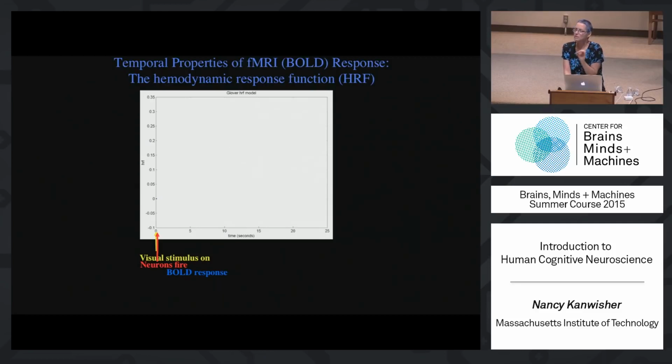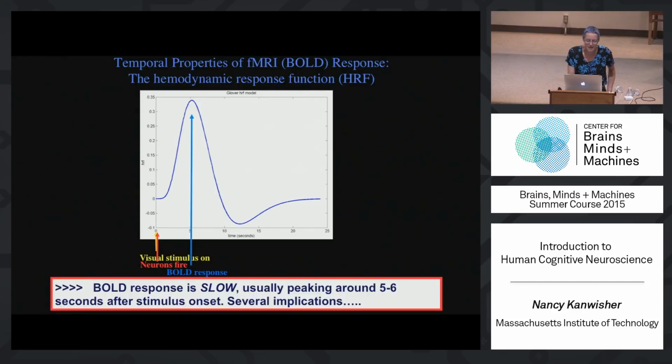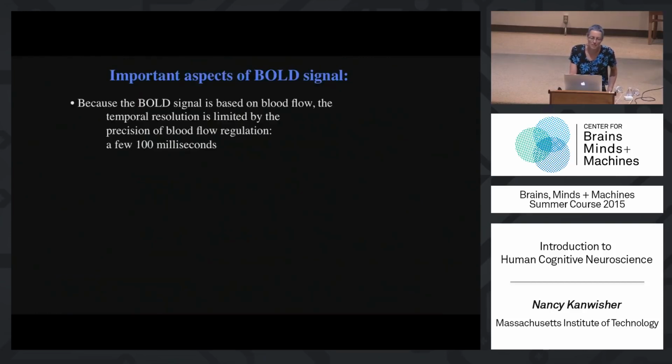The BOLD, which stands for blood oxygenation level dependent, or functional MRI response, is way lagged behind this. The neurons are firing way over here in this graph, essentially at time 0, 1/10 of a second, but the MRI response is 6 seconds later. So it's really slow. And that has a bunch of implications about what we can and cannot learn from it.